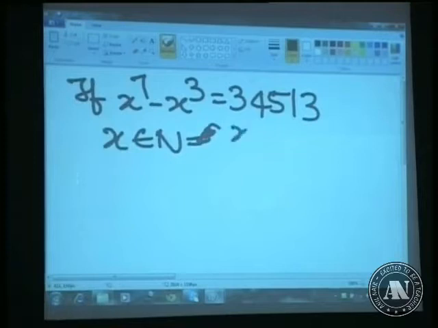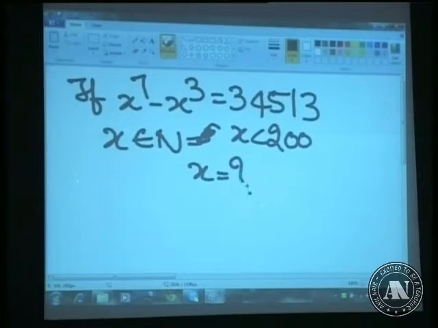X belongs to natural numbers, x less than 200. How many values will x take? Please write down this question. x power 7 minus x power 3 is 34513, x belongs to natural numbers, x less than 200. Number of values x will take.